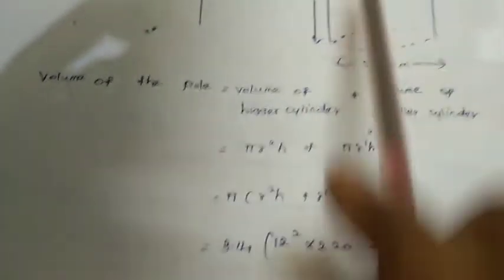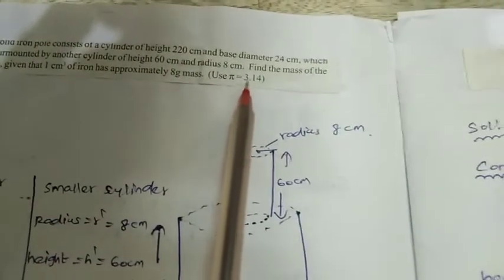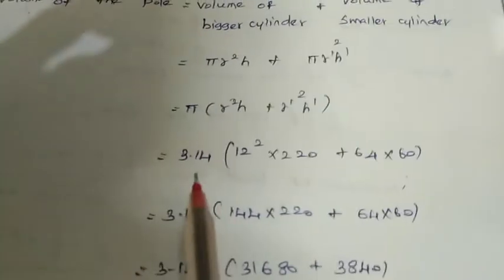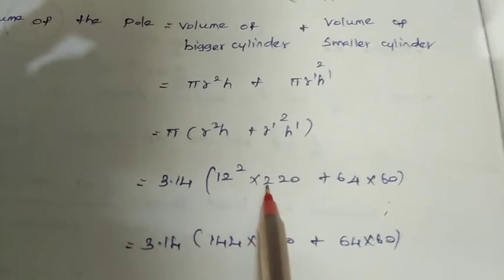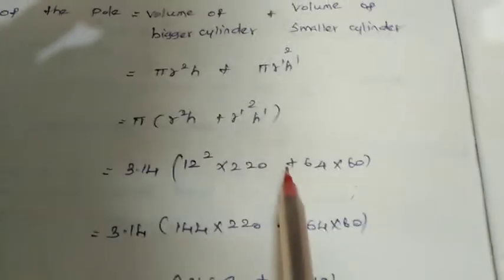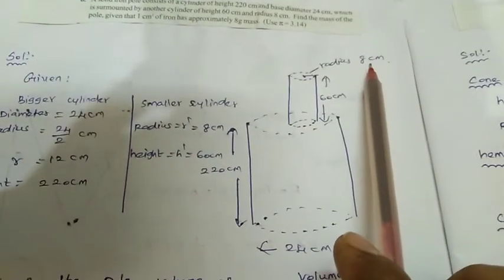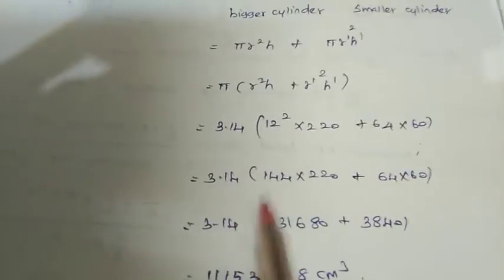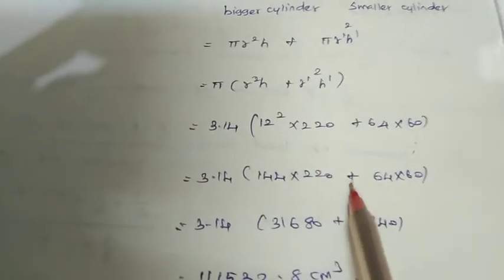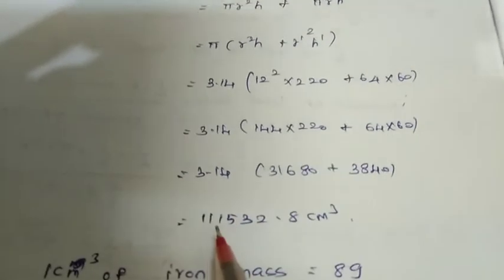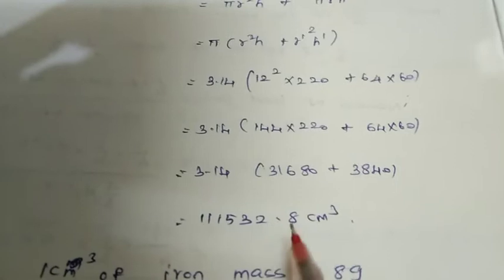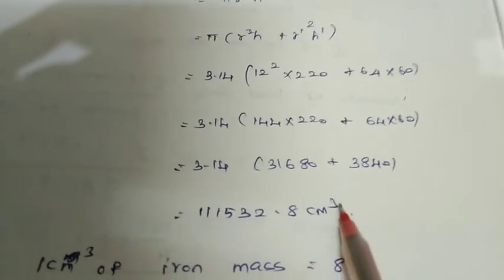Now pi is a common term, take it outside: pi times r squared h plus r dash squared h dash. The question says use pi equal to 3.14, so we use pi equal to 3.14, and 12 squared, so r value, times 220, the h value of the bigger cylinder. Next, the same way, the smaller cylinder: radius 8 centimeter, so 8 squared is 64, and height 60 centimeter. So 3.14 into 144 times 220 plus 64 into 60, we multiply this, so that finally we get the decimal answer, 111532.8 centimeter cube. So this is the volume, in centimeter cube.